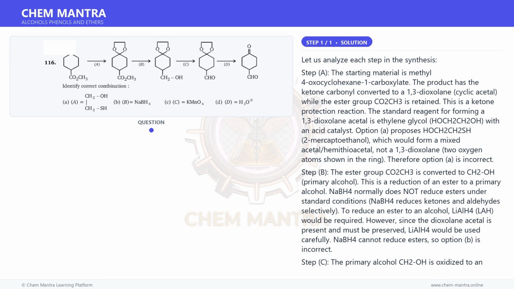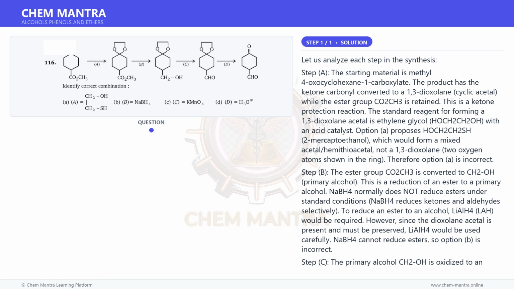Step D. The 1,3-dioxolane acetal is hydrolyzed back to the ketone while the aldehyde CHO group is retained. Acetal hydrolysis requires acidic aqueous conditions, i.e. H3O+, dilute acid in water. This is the correct reagent for selective acetal deprotection. H3O+ cleaves the acetal to regenerate the ketone without affecting the aldehyde under mild conditions. Therefore, option D is correct.